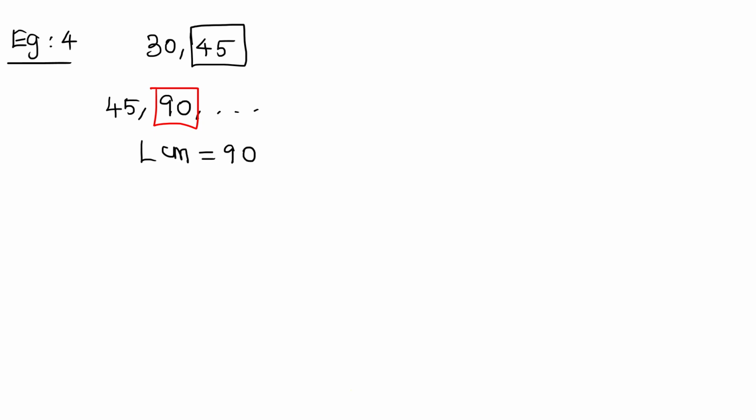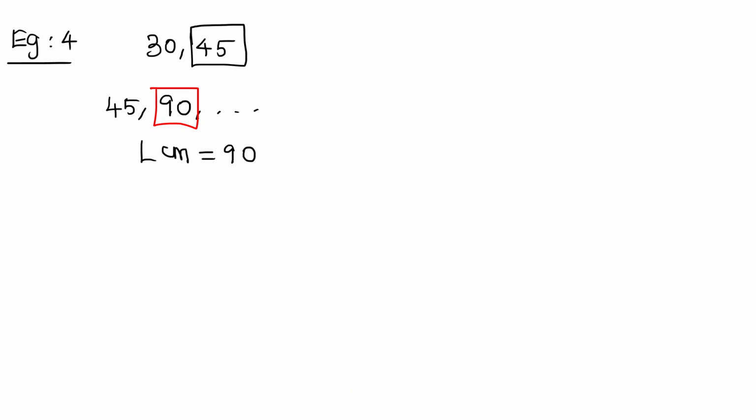Now let's move to example 4. Take 30 and 45. 45 is the bigger number. Is 45 divisible by 30? No, it is not divisible by 30. Now start writing the multiples of 45: 45, 90, and it will go on. Here itself I have found 90, right? 90 is divisible by 30. So I can come to the conclusion that my LCM is 90.